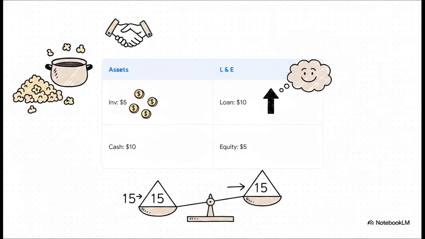Now, to actually pop this corn, you're going to need a pot, but you're totally out of cash. So you go to a friend and borrow $10. This right here is your first use of leverage. Your cash asset instantly increases by $10. Simultaneously, because you now owe a third party, your liabilities, specifically loans payable, jump by $10 too. So your total assets are now $15, fully offsetting your combined liabilities and equity of $15.